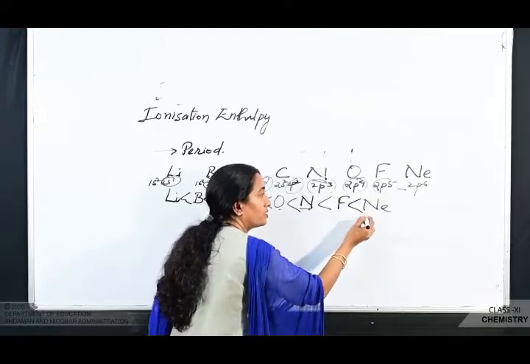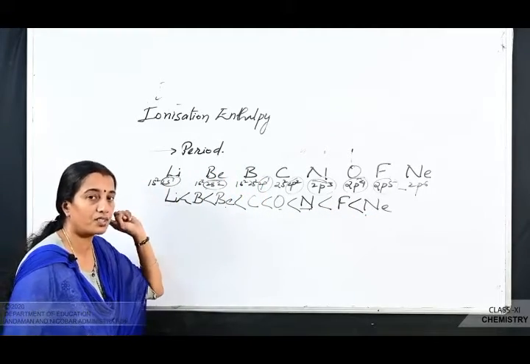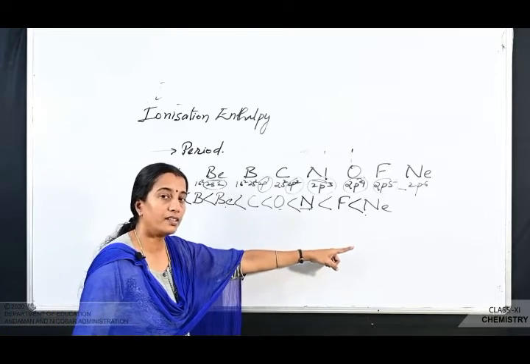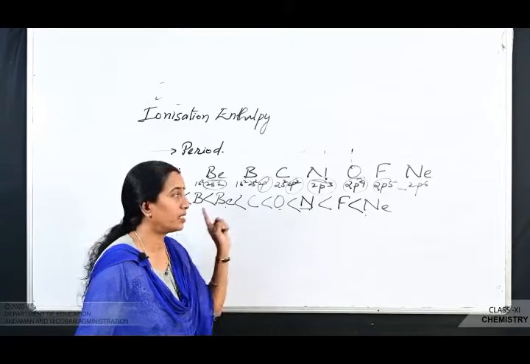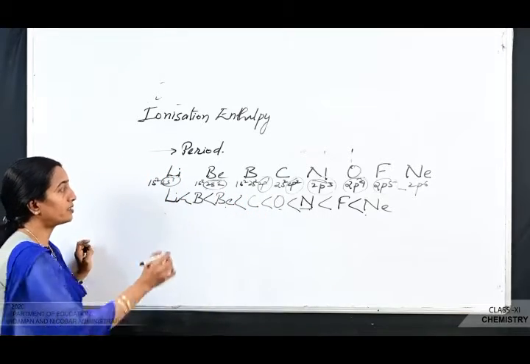Okay, then comes this, follow the same trend. This is the way. So in general, we can say the ionization enthalpy increases along a period. But here a few exceptions are there because of the electronic configuration. Okay, now we'll see along a group.